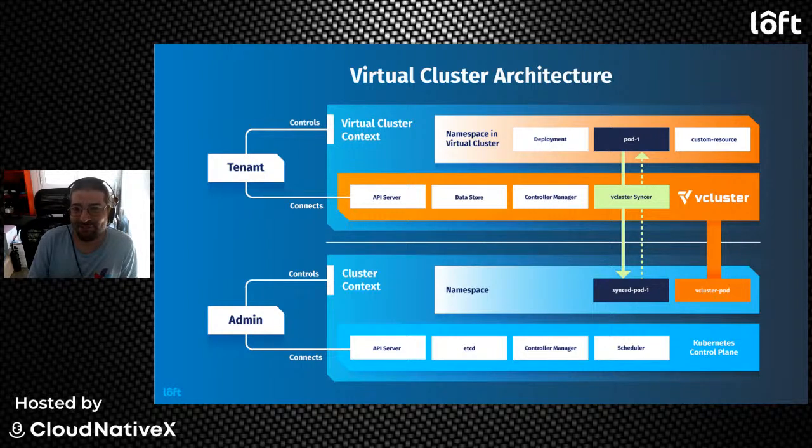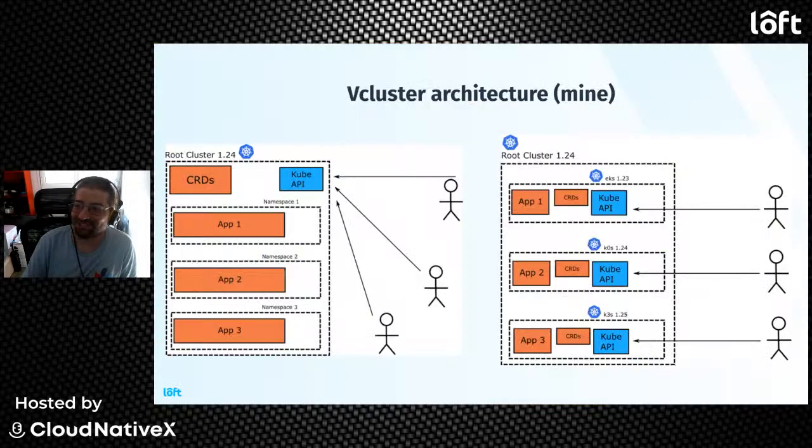This is the official diagram that Loft has in their documentation about vCluster, which is great if you are a developer or you want to extend vCluster. But personally, I don't really like this diagram, so I'm going to show you my own diagram, which I think makes things a bit simpler to understand what a virtual cluster is. So here I have two clusters, and on the left, it's the standard Kubernetes deployment. You have a single real cluster.